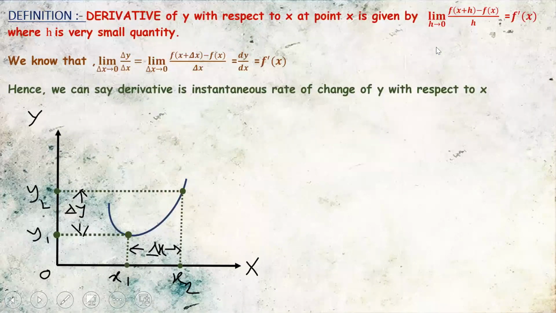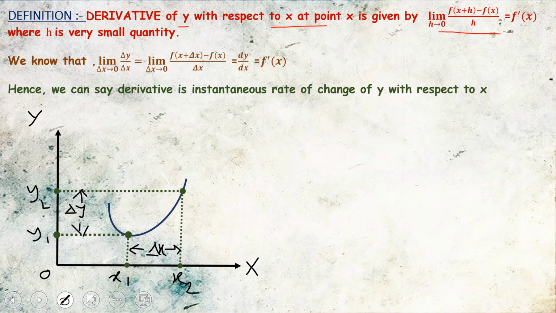Now we know what is derivative. What is derivative? Derivative of y with respect to x is given by this limiting value. And what is this limiting value? This limiting value is for a small change delta x. This is the limiting value of this ratio delta y upon delta x.